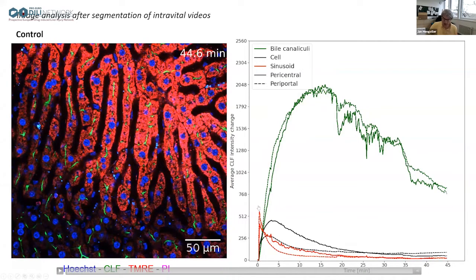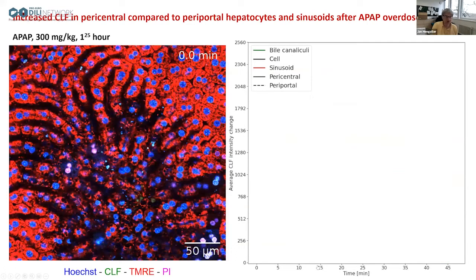It peaks, of course, immediately because it's an intravenous bolus injection, but then rapidly decreases. So between 5 and 10 minutes, you go back to background levels. Black is the CLF signal in the cell, which also increases and rapidly decreases. So perhaps remember how fast the blood clears in the normal mice, 5 to 10 minutes. Now we come to the situation of APAP overdose, again starting 1 hour and 25 minutes after the intoxication.